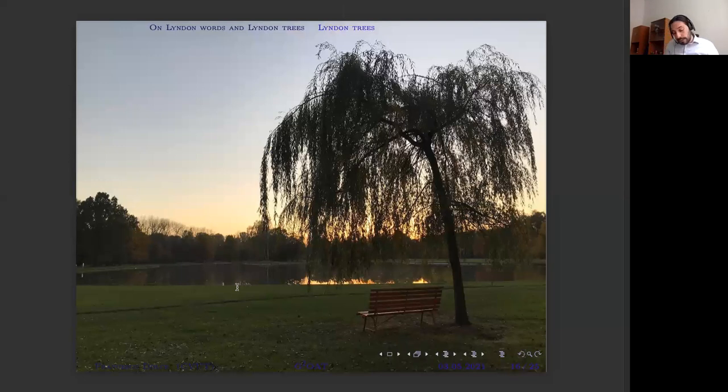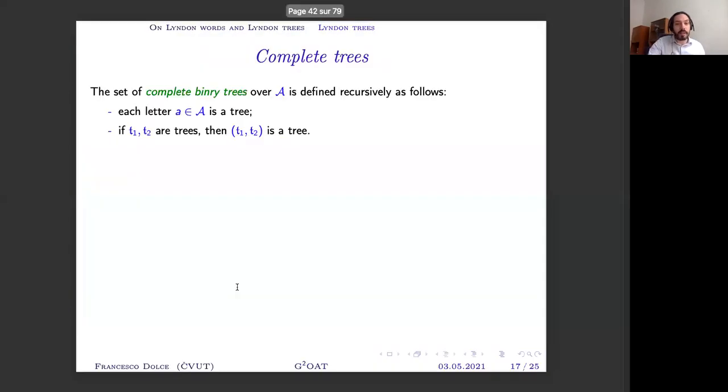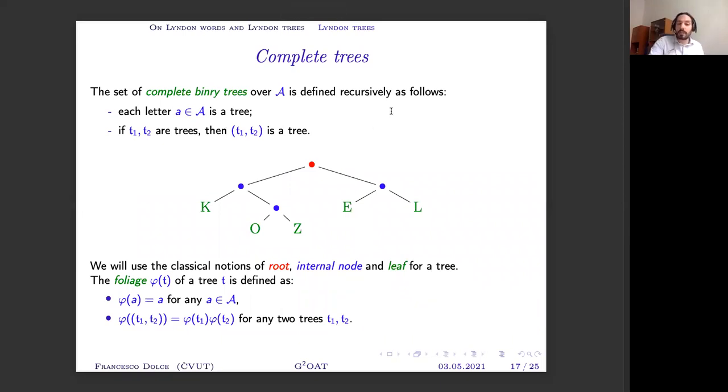Okay, well, the last topic that I want to talk about, since it's spring, or at least it's supposed to be spring, is trees. Well, okay, not this kind of trees that you see in the picture, they're really nice, but binary trees, complete binary trees. What is a complete binary tree? Well, you can define it either as a letter or as a combination of two trees. So, okay, this is the formal definition, but I'm sure you all know it.